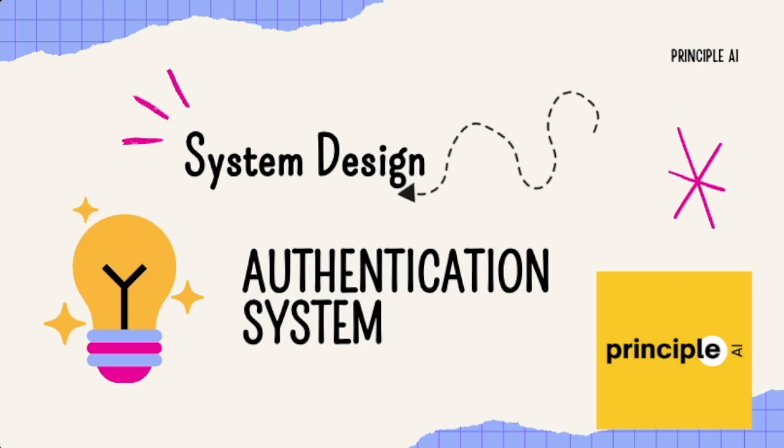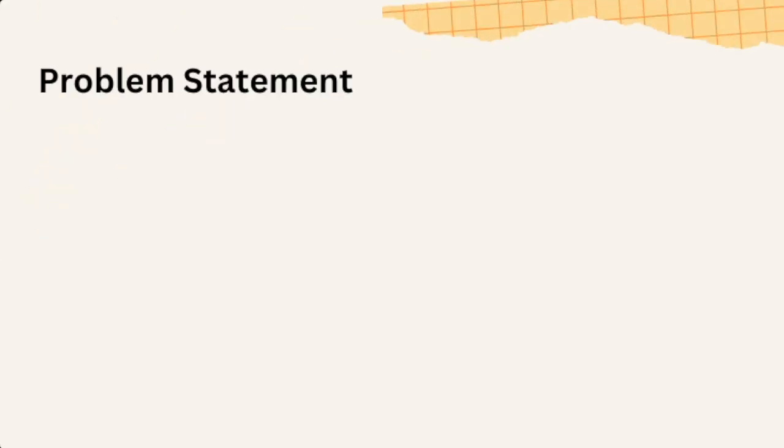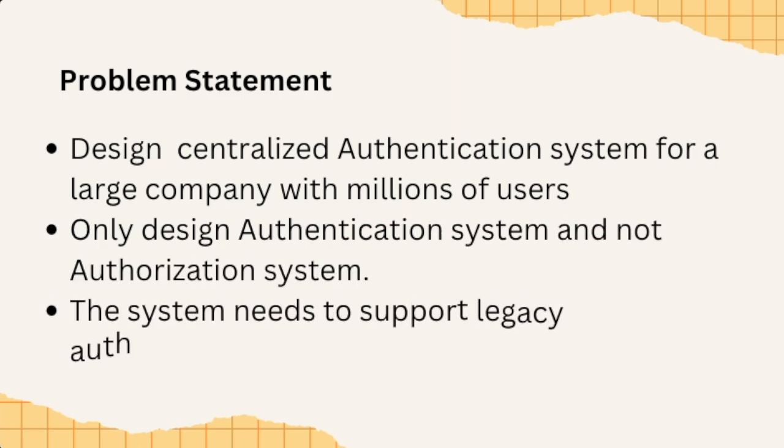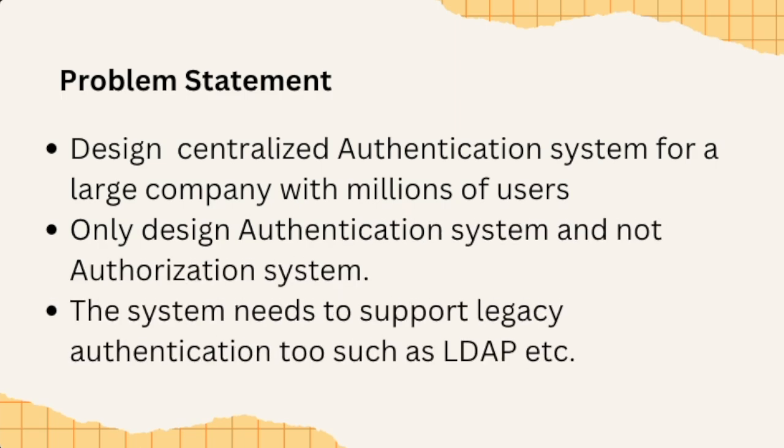So the problem statement is about designing a centralized authentication system for a very large company with millions of users. We are asked only to design an authentication system and not an authorization system. This is an important point because these two things go hand in hand, and any software engineer is expected to know what an authorization system is and what an authentication system is. So we'll see that in the next slide.